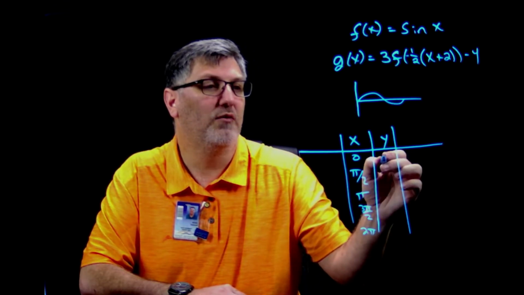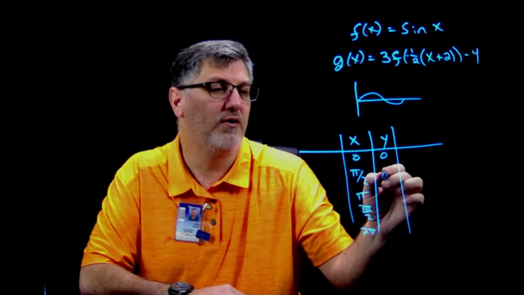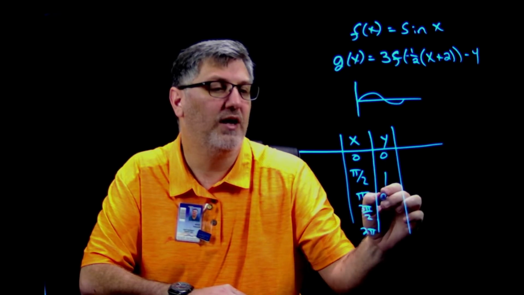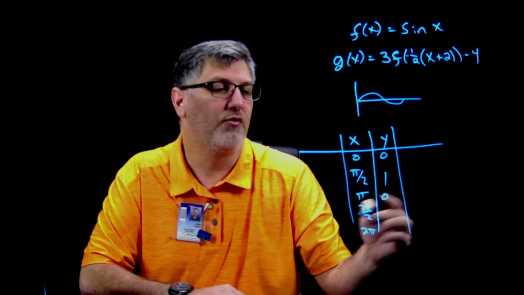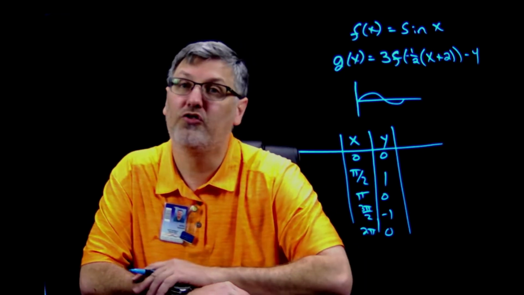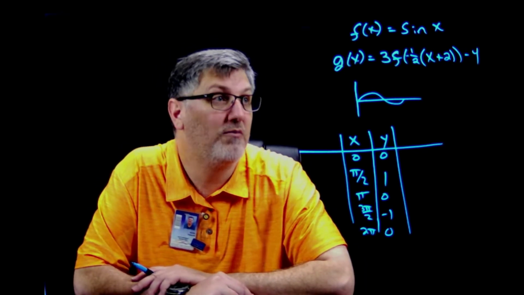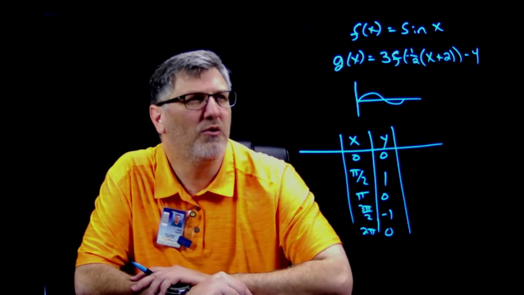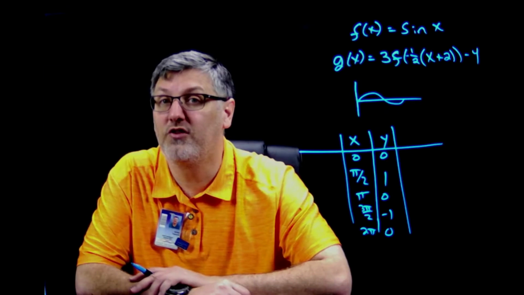So sine at 0 is 0. Sine at pi over 2 is 1. Sine at pi is 0. Sine of 3 pi over 2 is negative 1. And sine at 2 pi is 0. You should have those memorized from the unit circle by now. Now we're going to do transformations on this, so we need to set up my mapping.